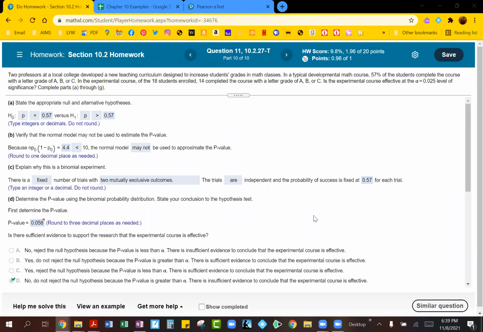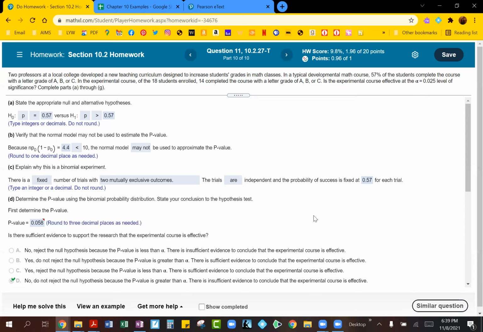All right, folks, let's take a look at this example here again. So we're talking about two professors at a local college who developed a new teaching curriculum designed to increase the students' grades in math classes. In a typical developmental math course, they're saying 57% of the students will complete the course with an A, B, or C grade.